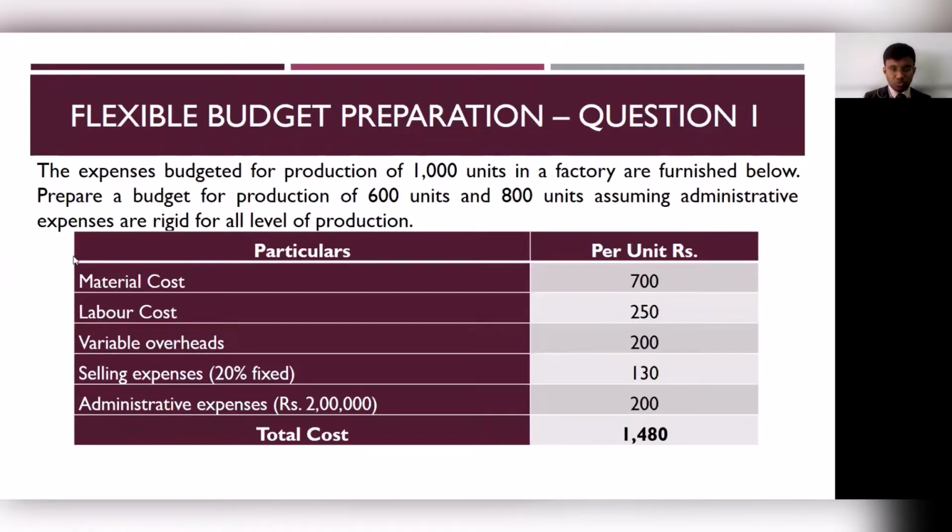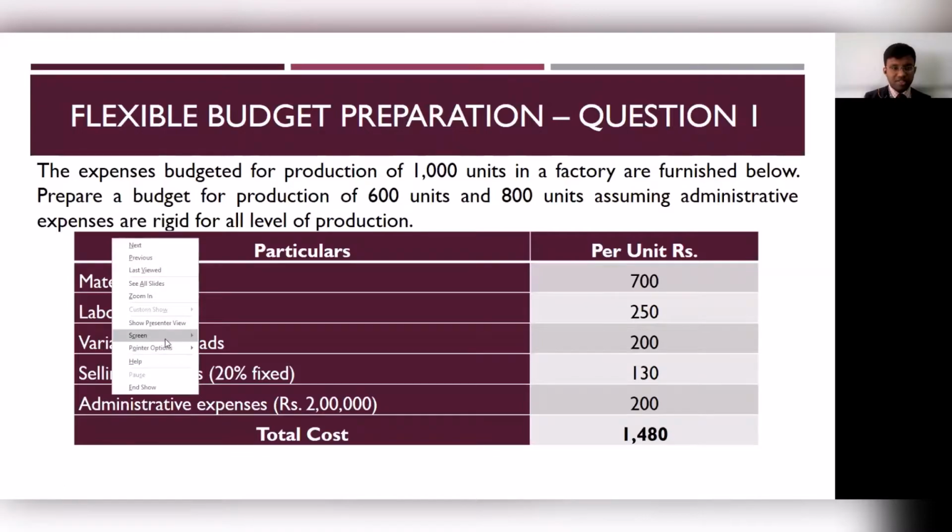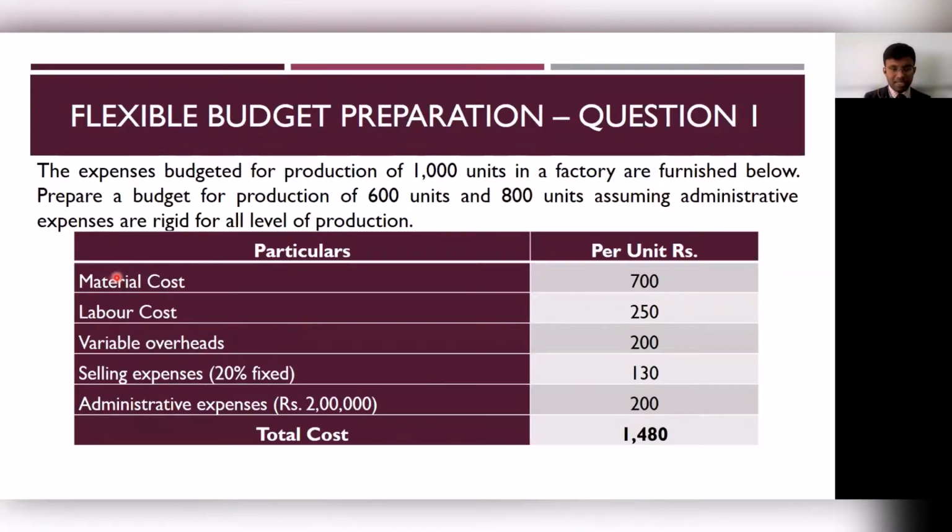Now, let's look at the cost one by one. The first cost that we will be discussing is the material cost, and the cost which is given to us is per unit. So material cost is 700, which means for producing one unit, we will have to pay 700 as the material cost. So this is an example of variable cost. Next is labor. Labor is 250. Labor cost is again an example of variable cost.